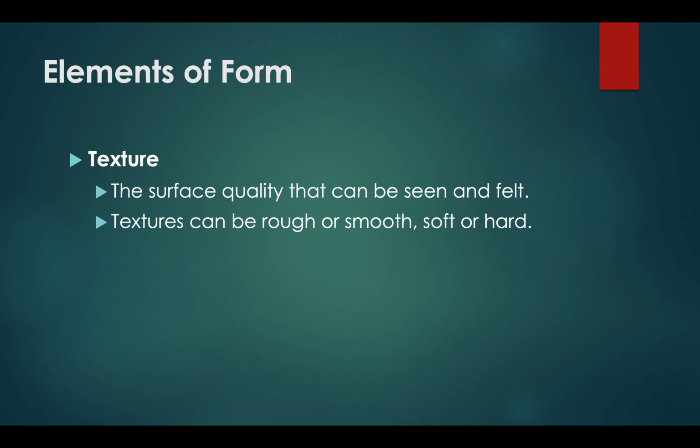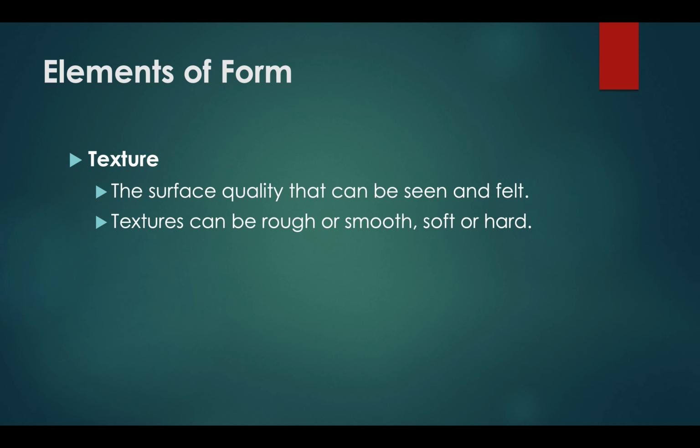The last element of form I want to talk about is texture. And that is the surface quality that can be felt, or if it's in two dimensions, we can see it and we can kind of imply a feeling out of it. Again, this is where the emotional part of your brain comes in. So textures can be rough or smooth, they can be soft or hard.